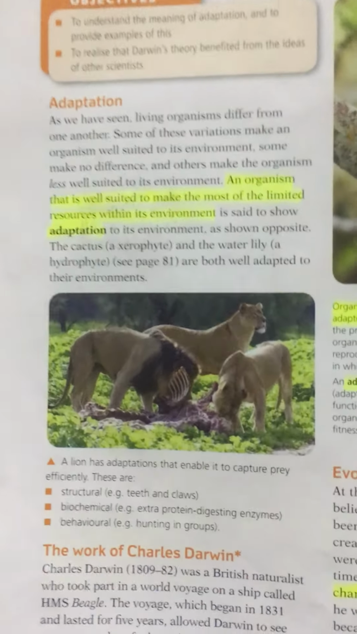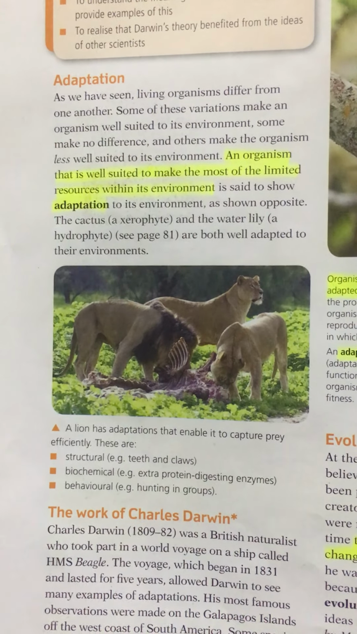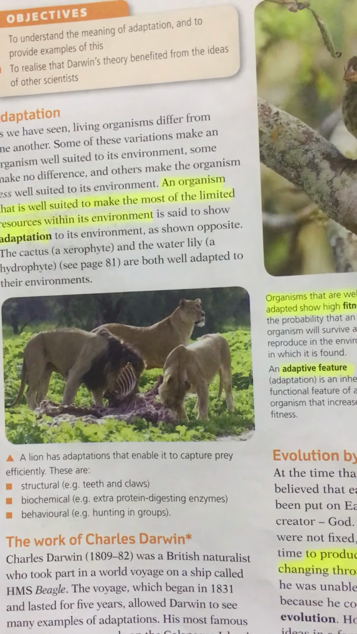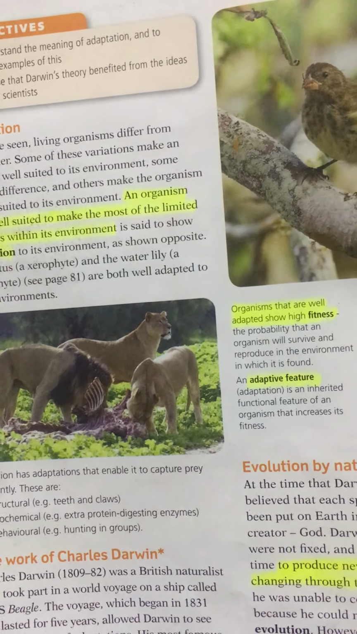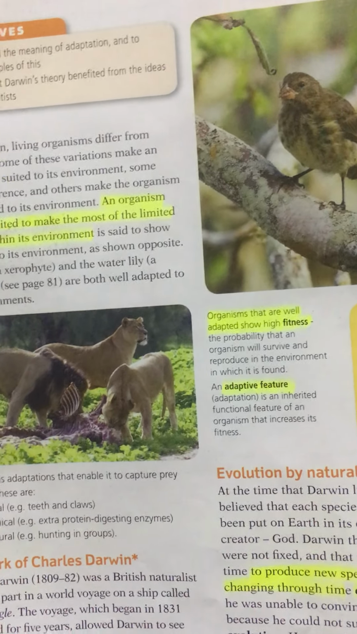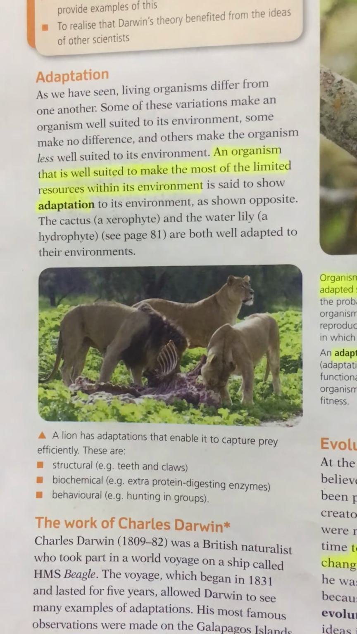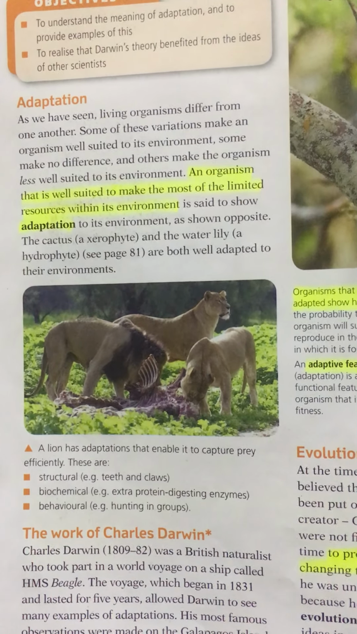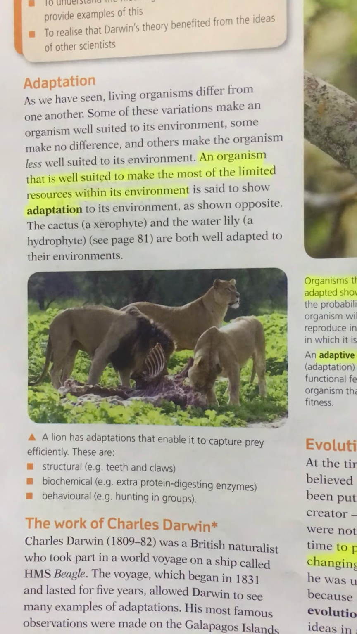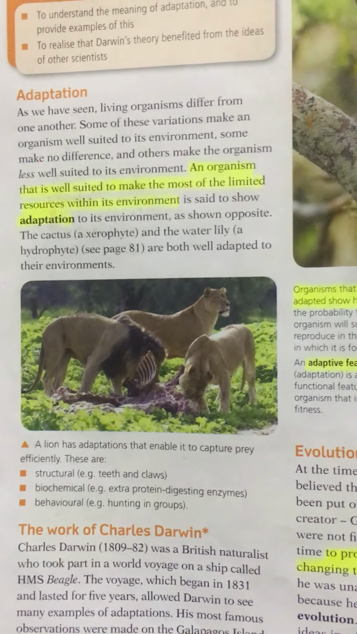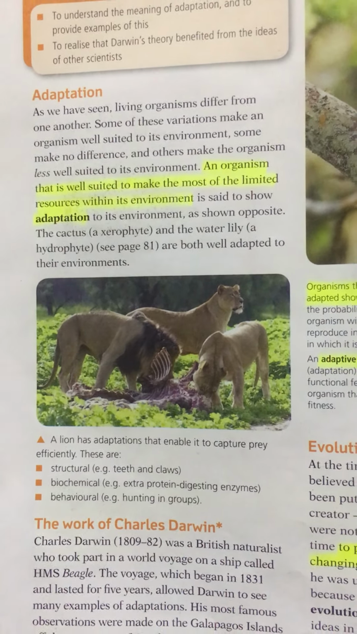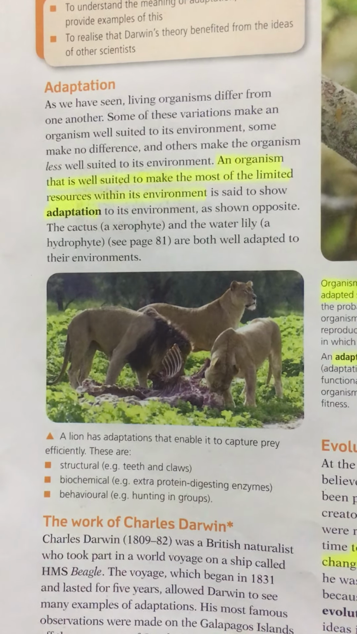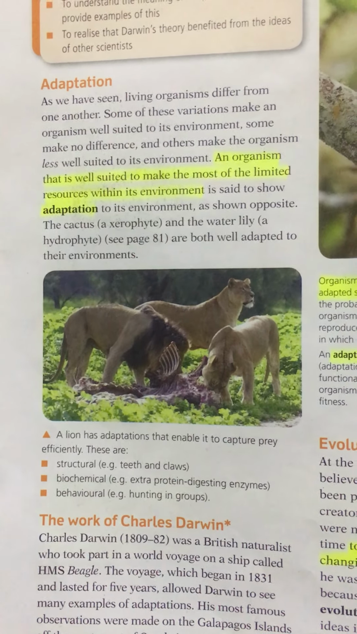So let's start with the first concept, which is adaptation. Actually, adaptation is the evolutionary process whereby an organism becomes better able to live in its habitat. So here they define the adaptation actually when the organism is well suited to make the most of the limited resources within the environment. So if the organism can live and is suited in the environment, then it is adapted to the environment.